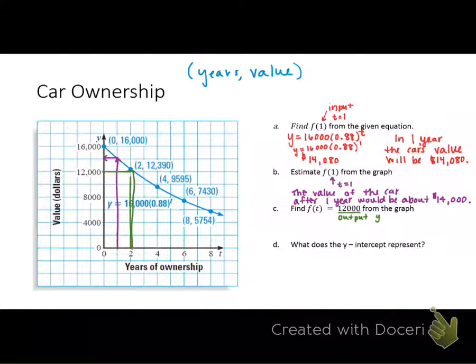So you have to estimate from a graph when you're given the output. When you're given the input, you can do it. But like I said, in Algebra 2, you guys will learn how to solve that.